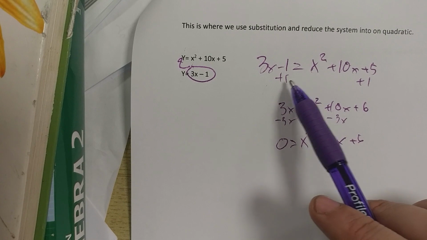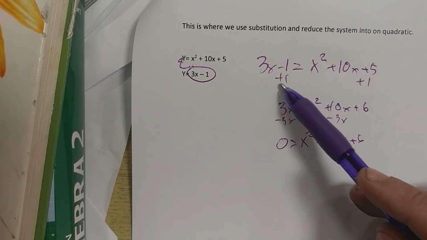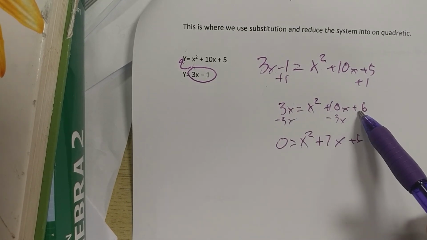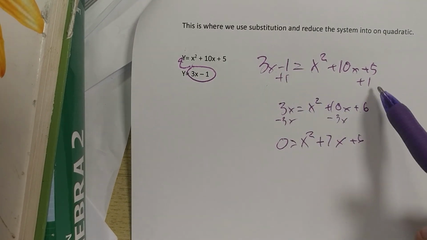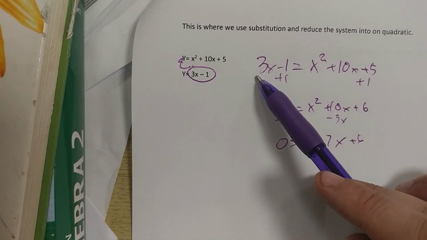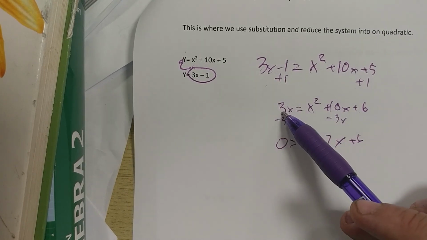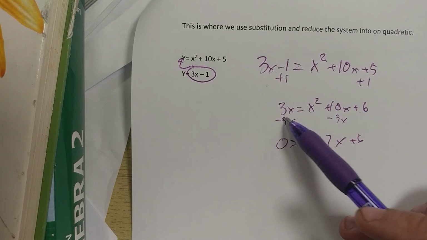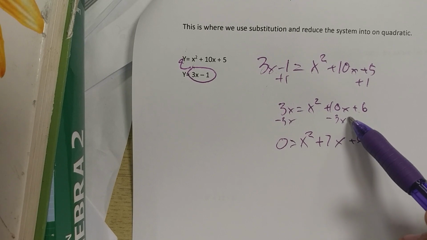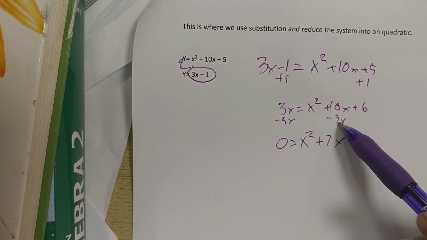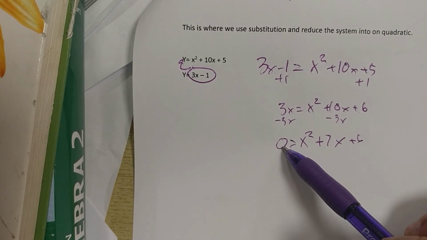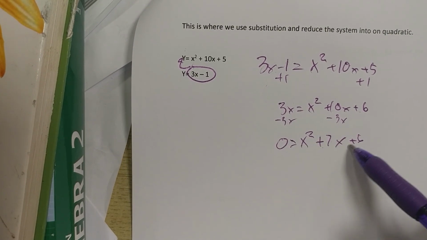I did this really quickly, so let me just go over it. You plus 1 on both sides to make it 6. Mr. Tobel, how did you get this? Again, I plus 1 on both sides to get to 6. Cross this out. Now I have 3x here, so I'm going to subtract 3x. Since 10 has just an x, this is combining like terms. 10 minus 3 is 7x. 0 equals x squared plus 7x plus 6.